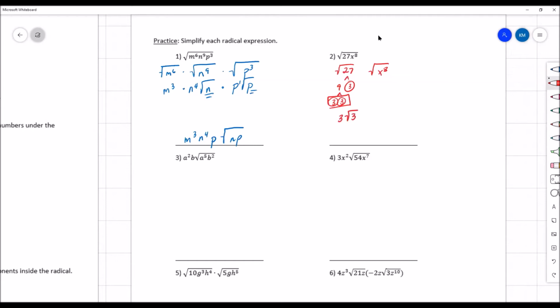Okay, x to the 8th, how many pairs of x's do I have? I have 4. 8 divided by 2 is 4. Okay, so on the outside I have 3, x to the 4th. On the inside, I have 3.